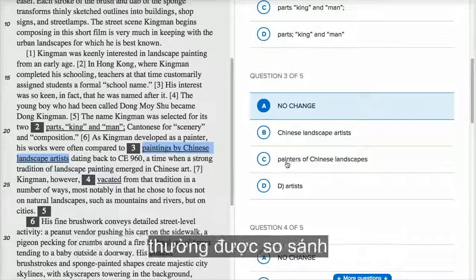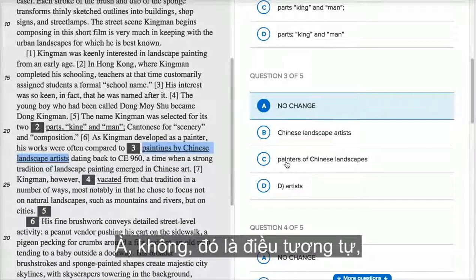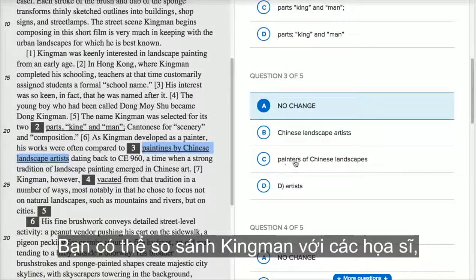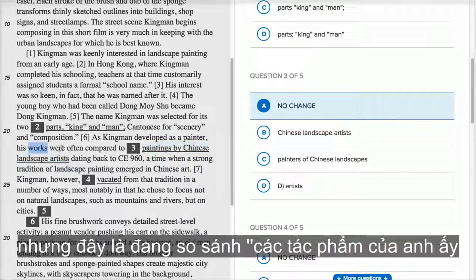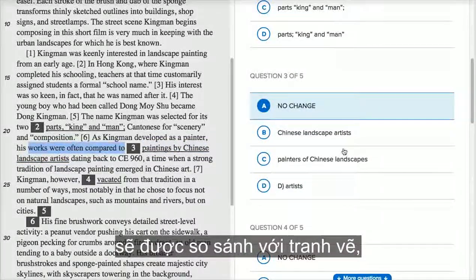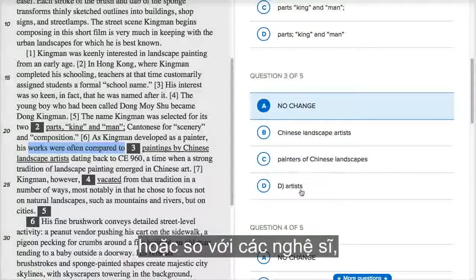The second one, his works were often compared to painters of Chinese landscapes. Well, no, that's the same thing. You're comparing the works to people. You might compare Kingman to painters, but this is comparing his works were often compared to. So it makes sense that his works would be compared to paintings, not to landscape artists or painters of Chinese landscapes, or compared to artists.